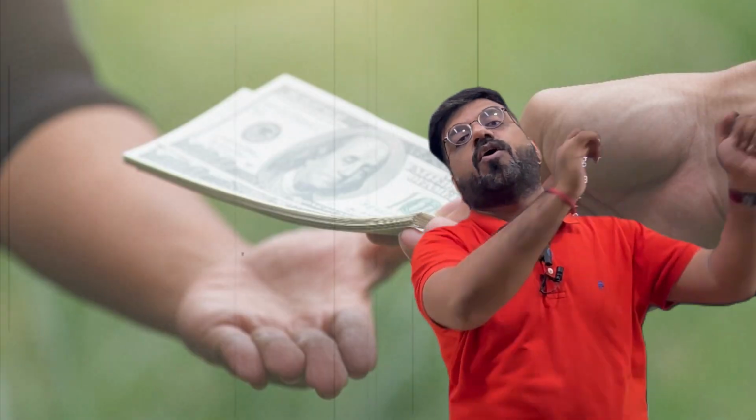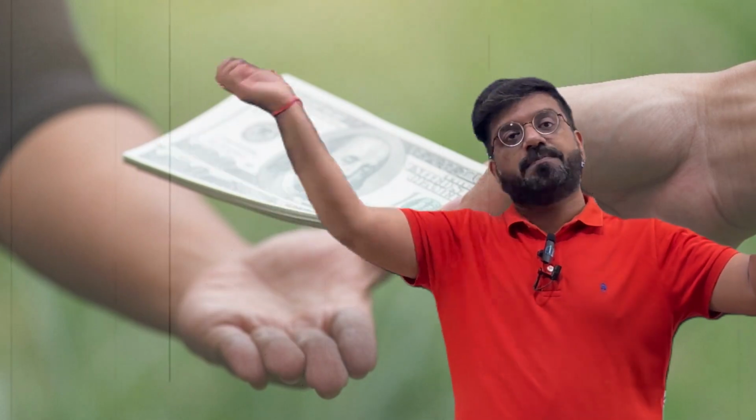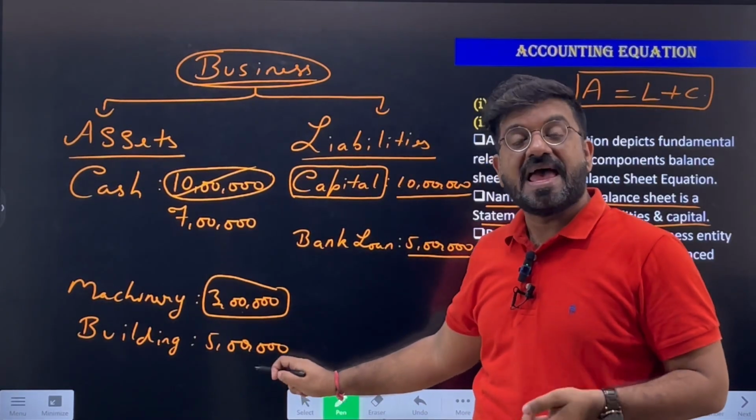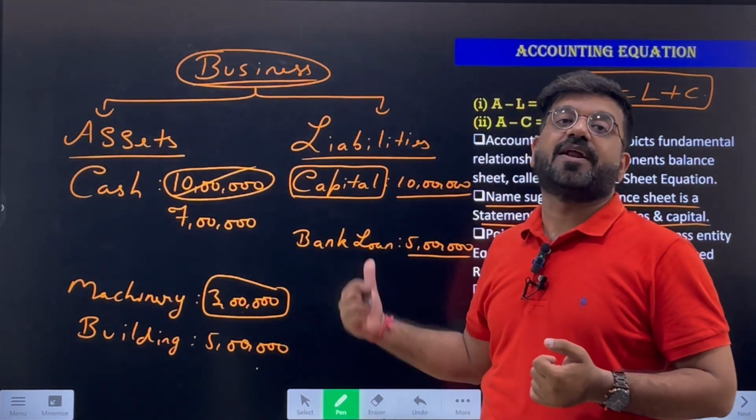Just imagine, we didn't pay any cash for buying the building. We just took a loan from the bank, and the amount which we have taken from the bank was straight away given to the supplier of that building. So the person got the amount directly from the bank and we got the building. So we have the building with us, and also the liability, that is bank loan, with us.